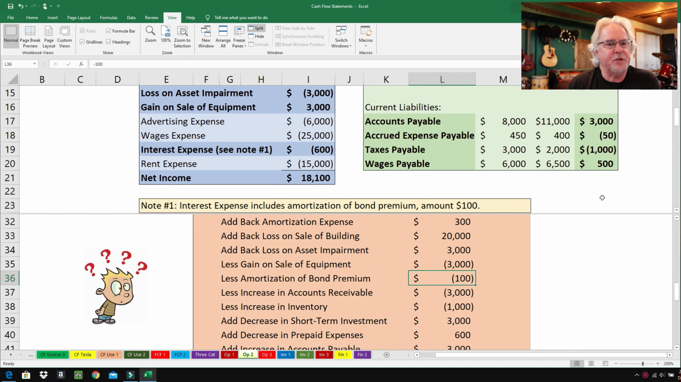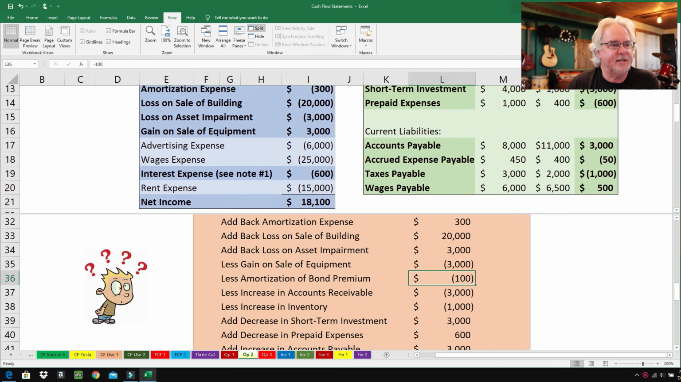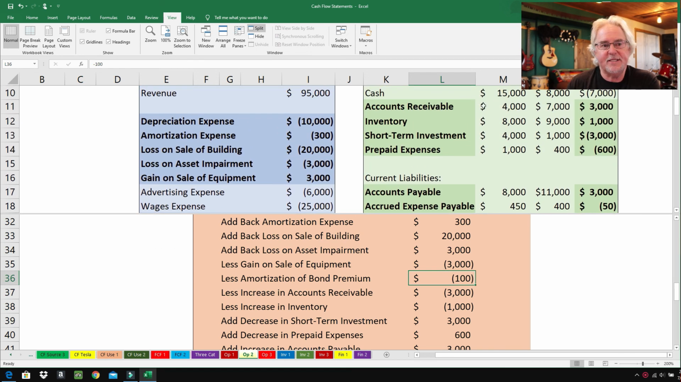So let's go over here to the current assets. Accounts receivable went up. When accounts receivable goes up, that means that people are buying things, but they're just not paying you. Not good for cash flow, and so that's why we subtract $3,000. It's the change here. Same thing's happening with inventory. Inventory increased by $1,000, and it costs money to increase your inventory. So the rule of thumb is when a current asset goes up, cash goes down. When a current asset goes down, cash goes up.